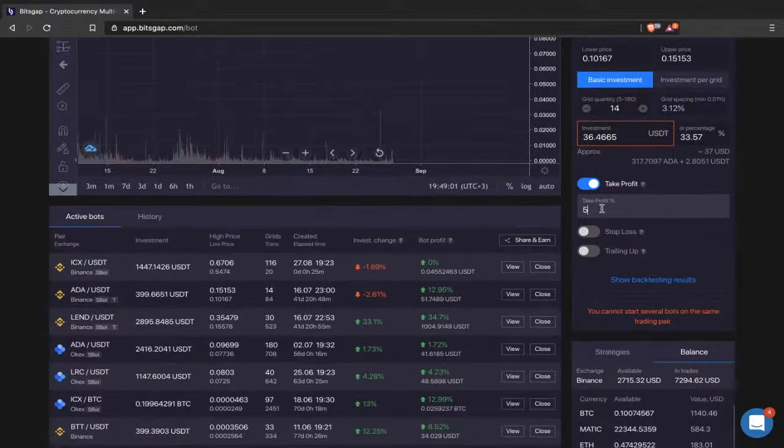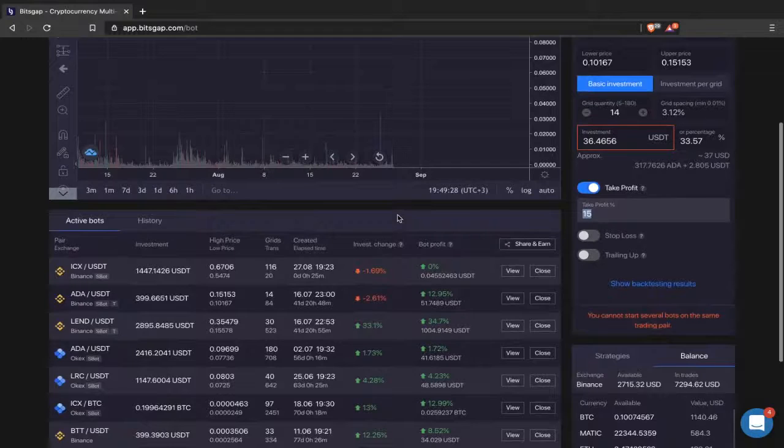So let's say I plot 10%, and let's say I have 10% for my Cardano. So as soon as the investment change is going to be 10%, it will automatically close the bot, and it will of course sell the base currency. And if let's say I have 15%, so as soon as it reaches the 15% of the investment change, it will automatically close the bot.